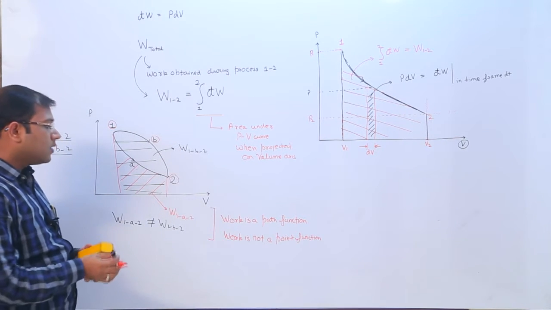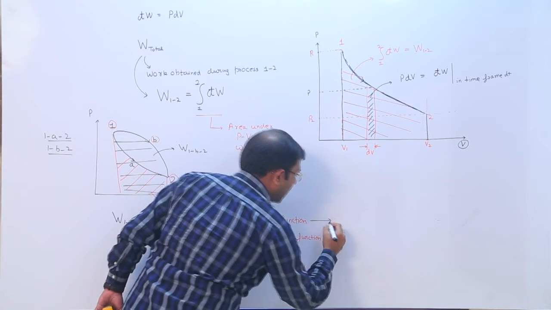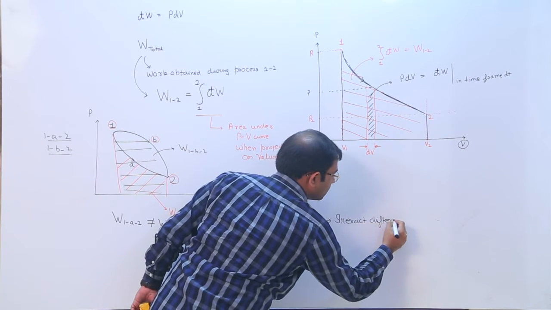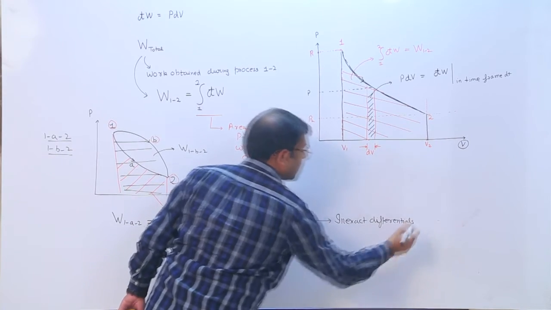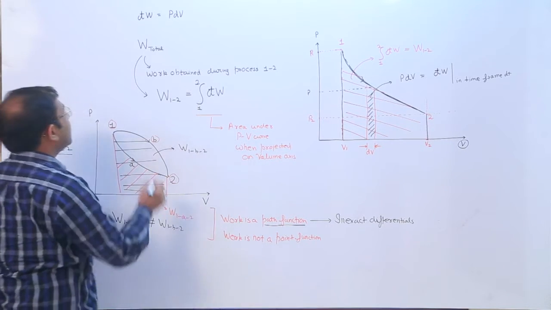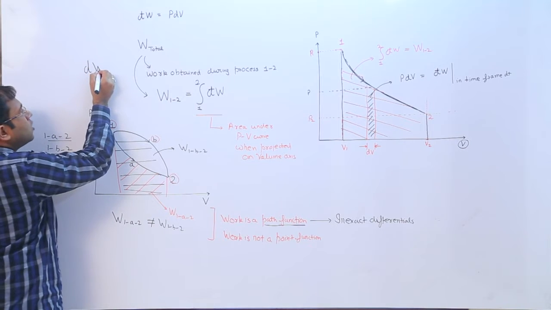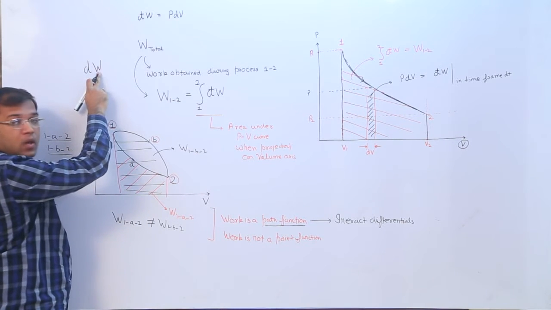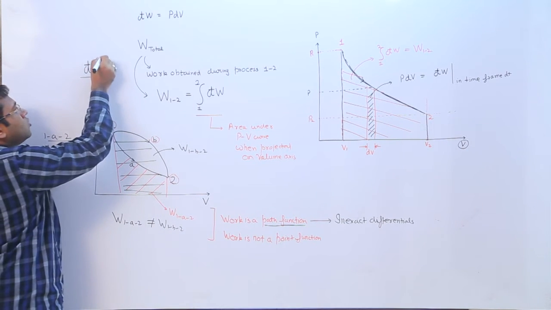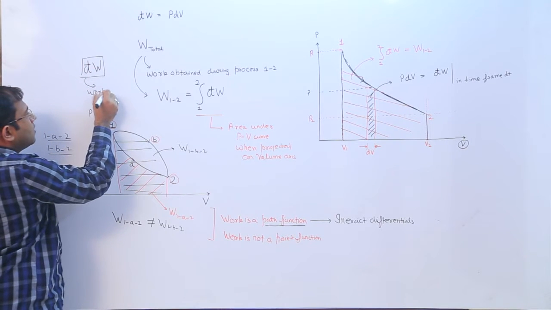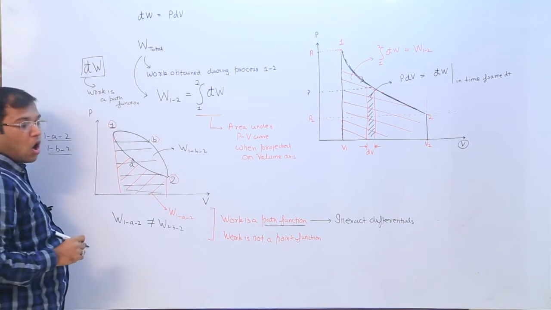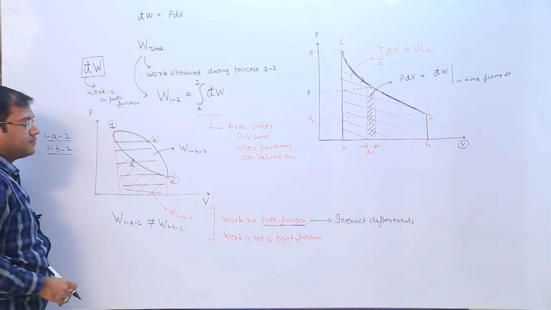Is it okay? And all the path functions are your inexact differentials. To represent an inexact differential or this path function, what do I do? See, this is a small change in work, dW. Since work is a path function, I cross this d. So this shows us that work is a path function, or it is an inexact differential.